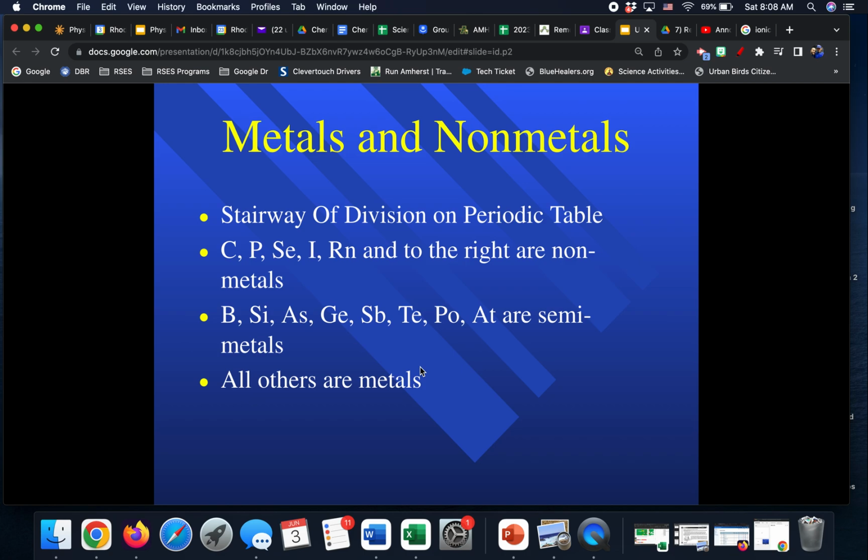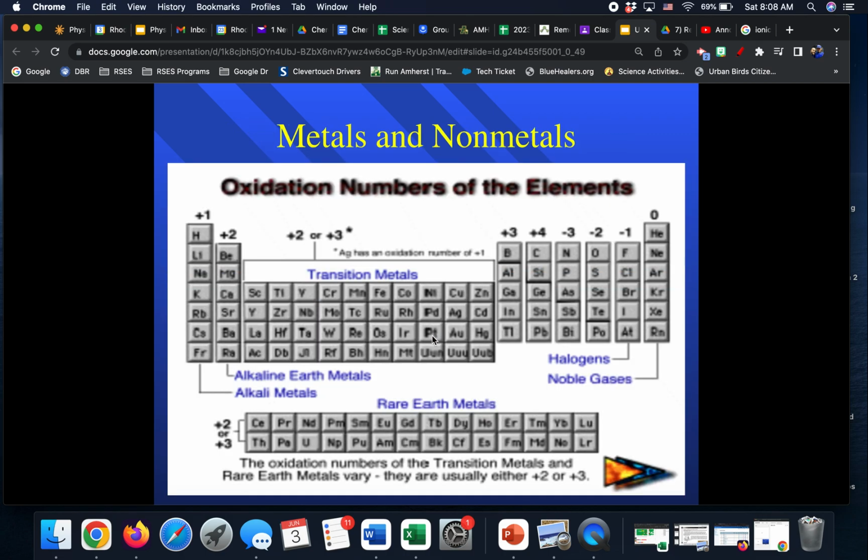So one thing to know when we're talking about ionic compounds is they're going to form between metals and nonmetals. And we're going to show you in a second this stairway of division. So most of the periodic table, starting on the left side, are metals. And then once we come to this stairway, everything to the right of them are going to be nonmetals. And that's going to be important here in a minute.